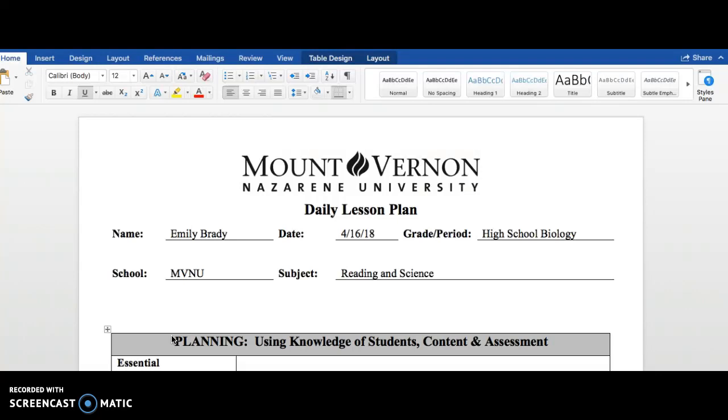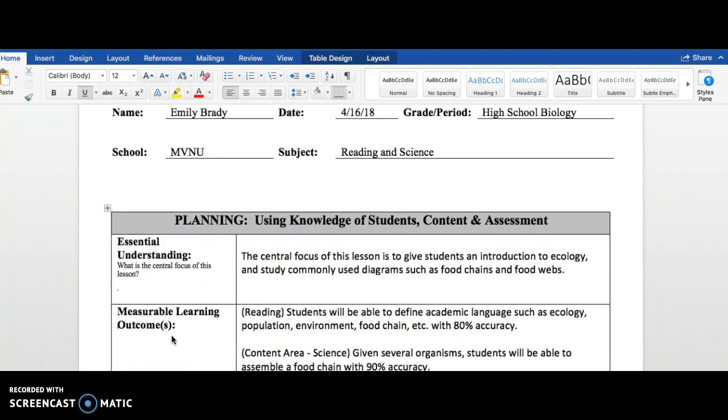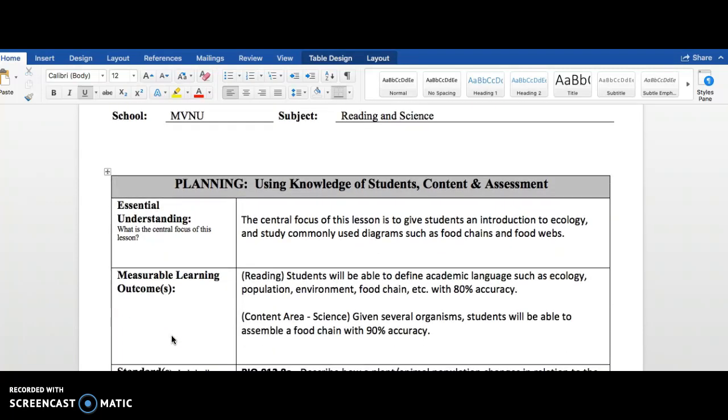The grade that I have chosen is high school biology, which is usually 9th or 10th graders, and the subject area is reading and also science. For this lesson, the central focus that I want to get out of this lesson is to give students an introduction to ecology and study commonly used diagrams such as food chains and food webs.